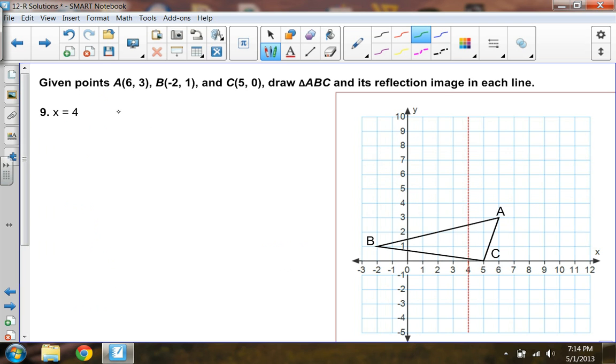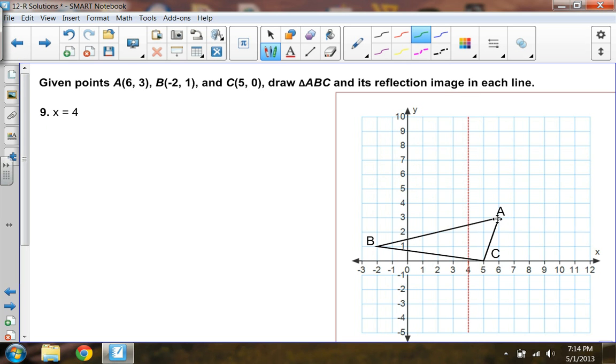All right, so our first problem, given points A at 6, 3. Now, I already drew these out for you, but you're going to have to draw them on your own. Given points A at 6, 3, B at negative 2, 1, and C at 5, 0, draw triangle ABC and its reflection image in each line. So here's the line that we're going to reflect across, x equals 4. It's a vertical line where x always equals 4 no matter what y is. So we'll go ahead and reflect it across that.